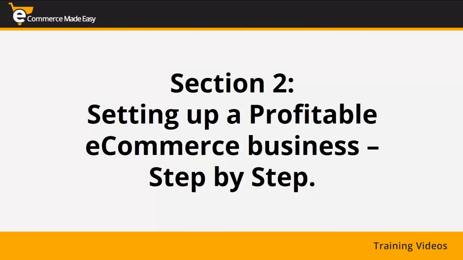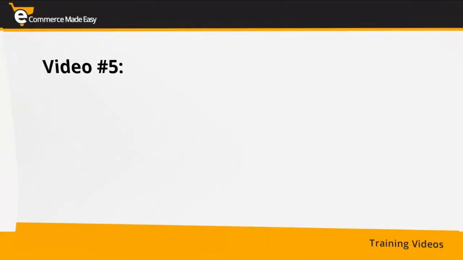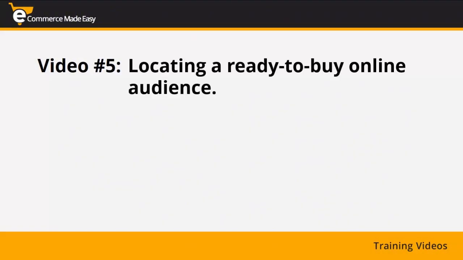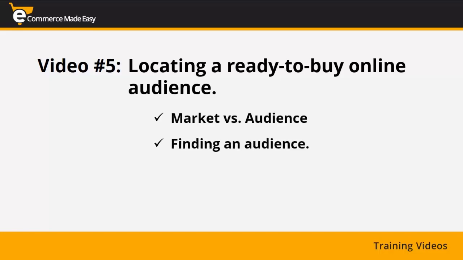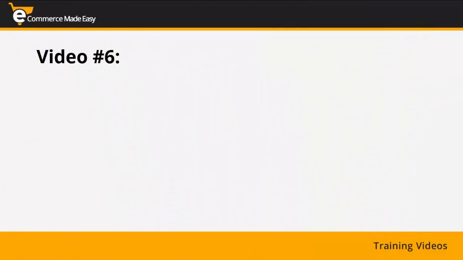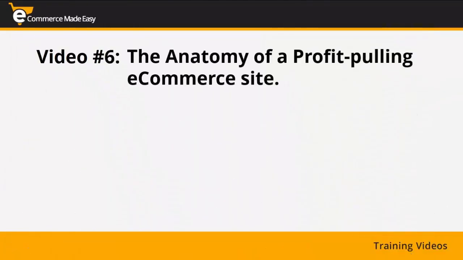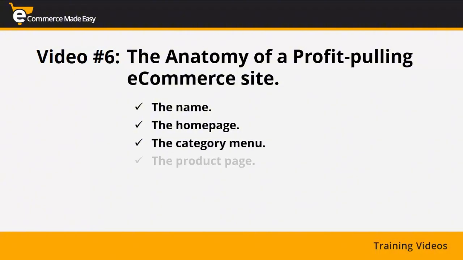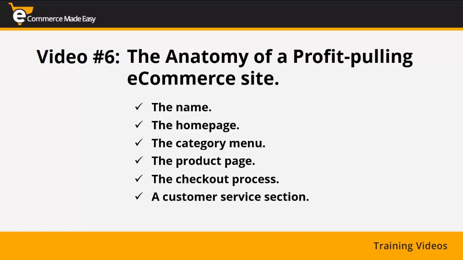Section 2, Setting up a profitable e-commerce business step by step. In video number 5, Locating a ready-to-buy online audience, you'll learn topics like market versus audience, finding an audience, the 50% rule, and the 3% rule. In video number 6, The Anatomy of a Profit-Pulling E-commerce Site, you'll learn topics like the name, the homepage, the category menu, the product page, the checkout process, and a customer service section.